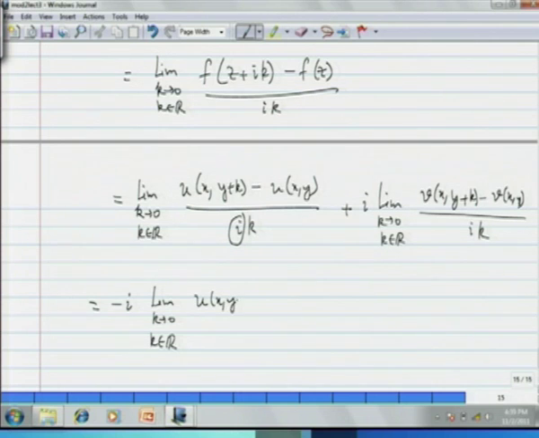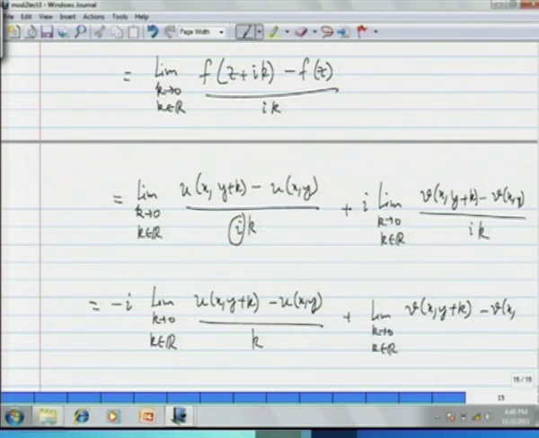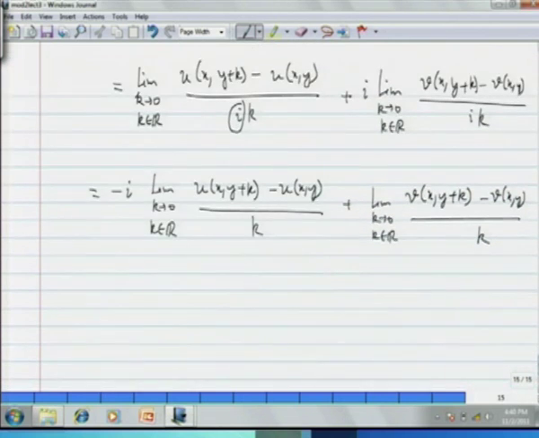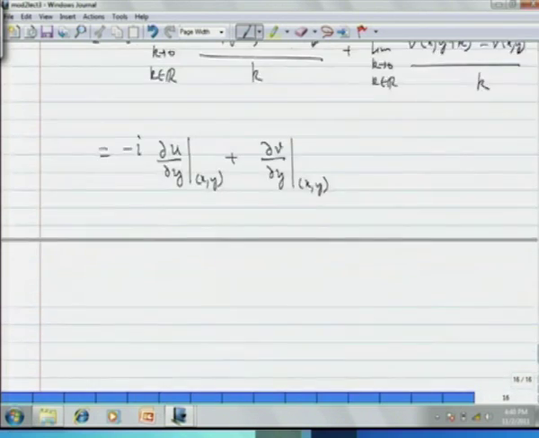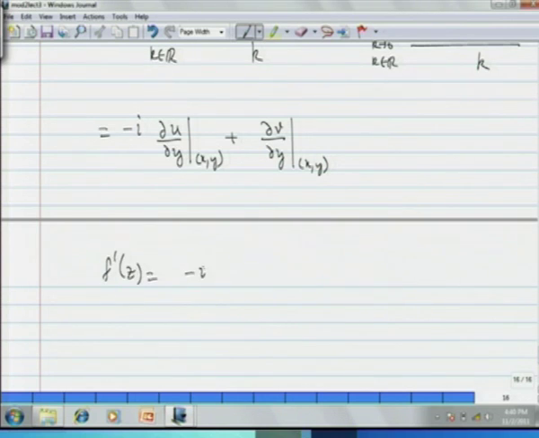of (u(x, y + k) minus u(x, y)) divided by k, and the i cancels in the second term. So we get the limit as k goes to 0 through real numbers of (v(x, y + k) minus v(x, y)) by k, which we recognize as the partial derivatives of u and v with respect to y. So this is minus i times ∂u/∂y at the point (x, y) plus ∂v/∂y at the point (x, y). So in summary, f prime of z is minus i ∂u/∂y at (x, y) plus ∂v/∂y at (x, y).